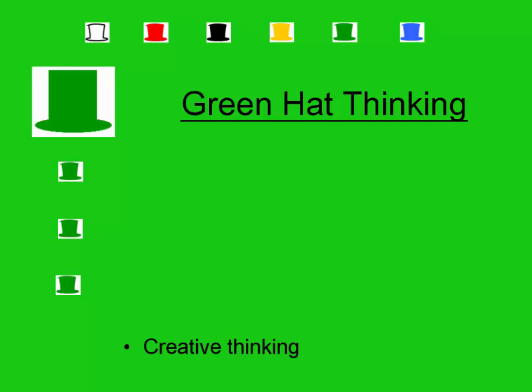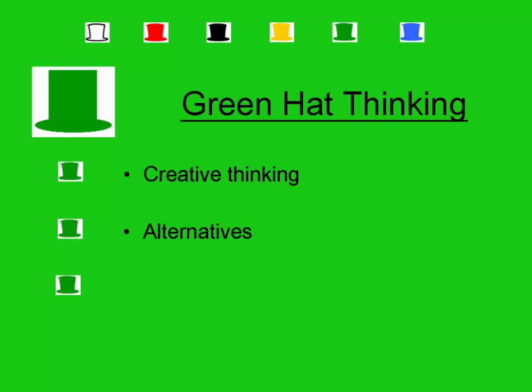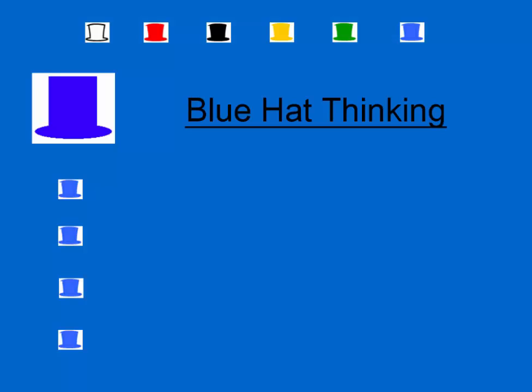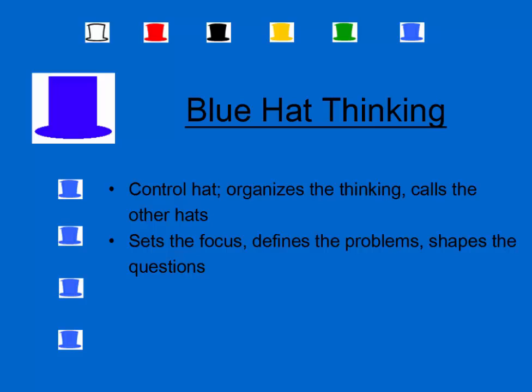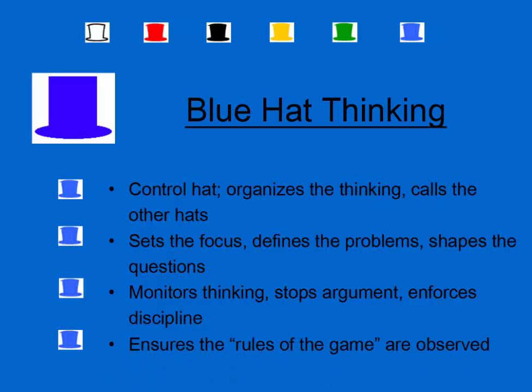Green hat is also my favorite. It's creative thinking. You think of alternatives, think new concepts. Blue hat is like the manager, the director. Control hat organizes the thinking, calls for different hats as required, sets the focus, defines the problems, shapes the questions, monitors thinking, stops arguments, enforces discipline, and also ensures the rules of the game are observed.